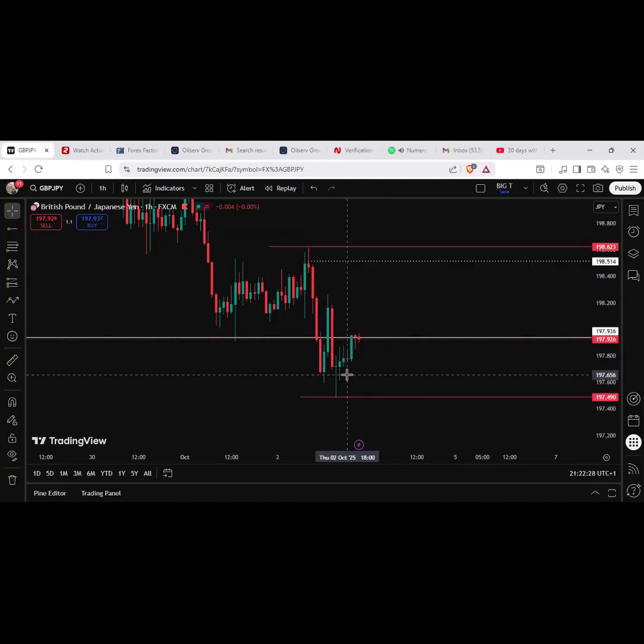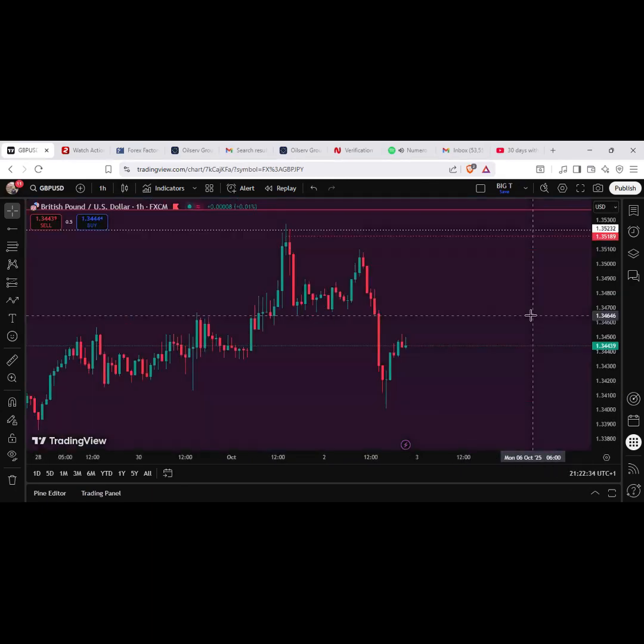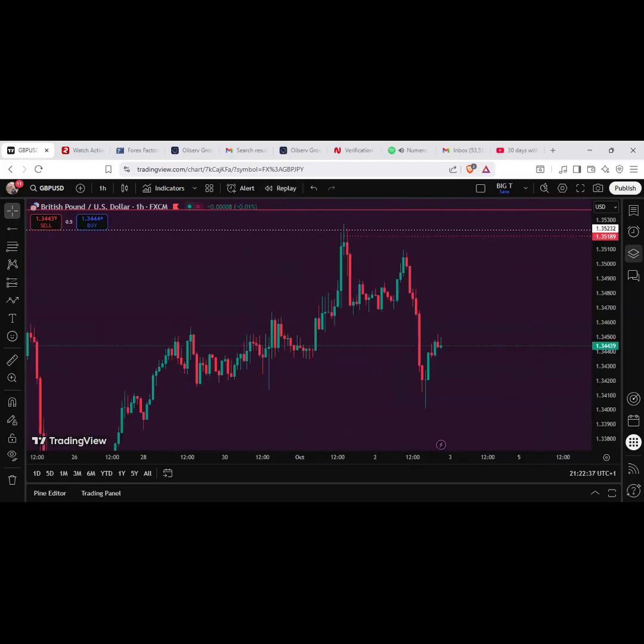So by tomorrow, we'll know what's up on GU. I'm also going to check out GU because I think we looked at GU yesterday. So for GU, our potential entry was at 1.35189.